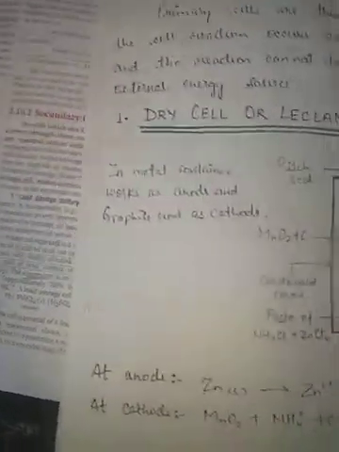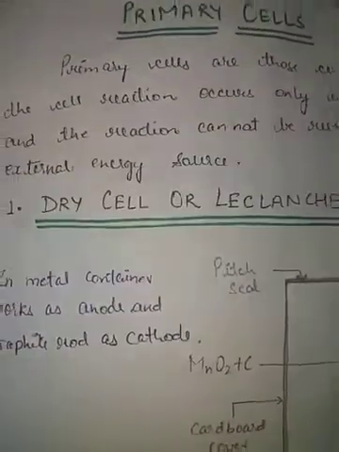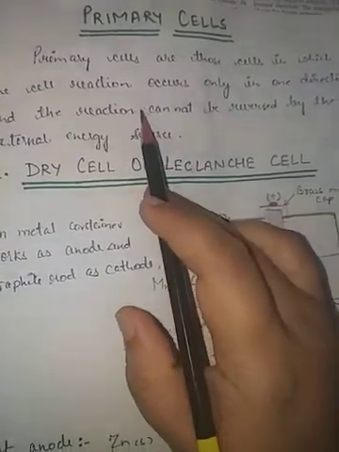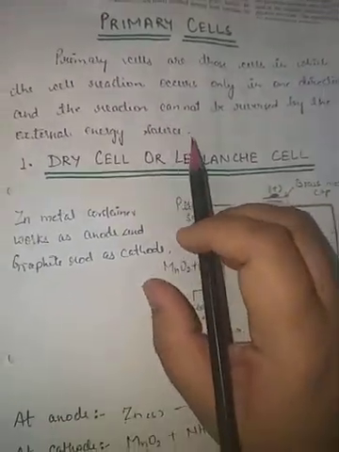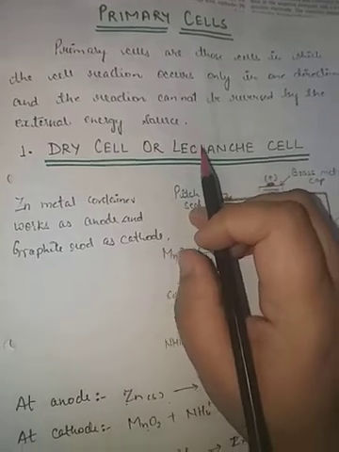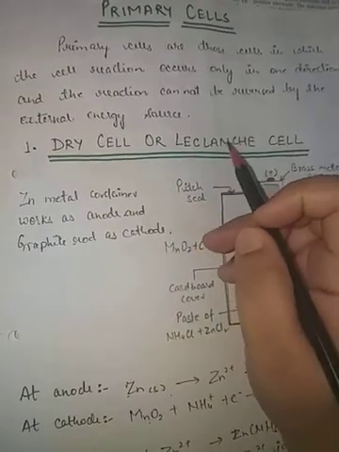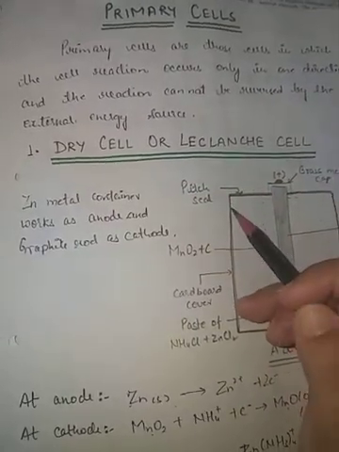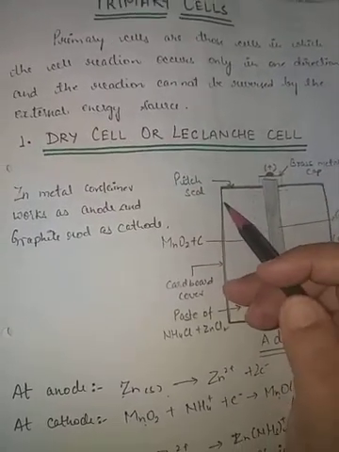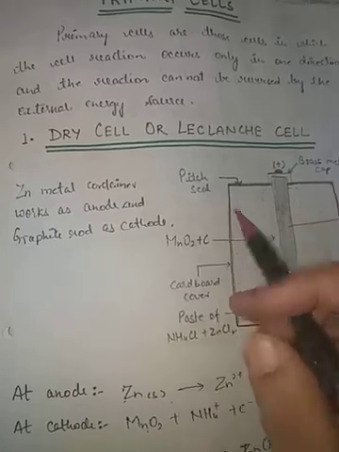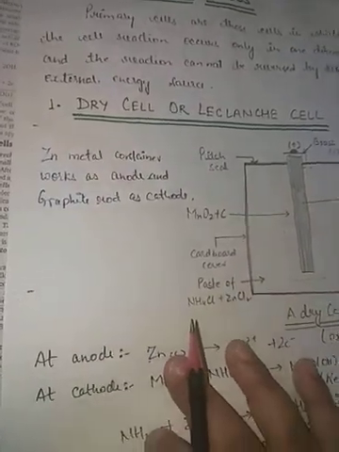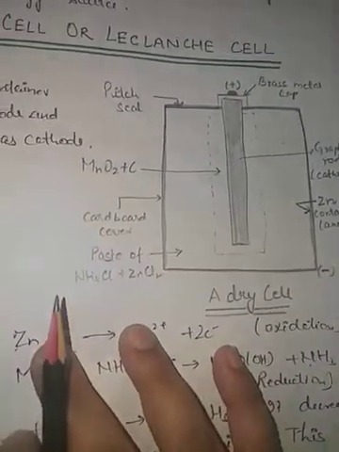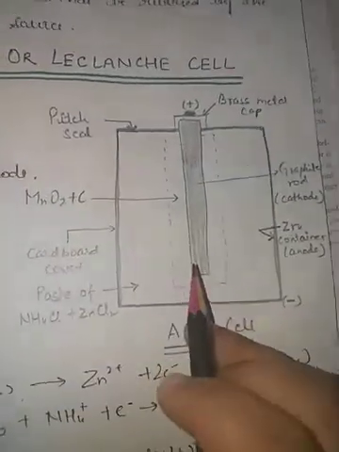Now we'll start with the primary cells. Primary cells are those cells in which the cell reaction occurs only in one direction, and the reaction cannot be reversed by an external energy source. Such cells are called primary cells. Here we'll see the construction of this cell.